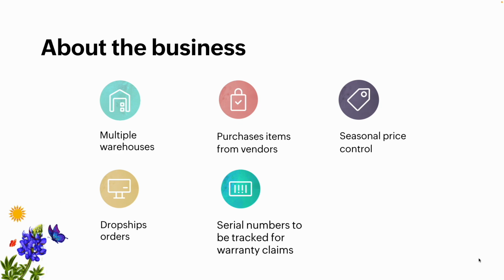There is seasonal price control. For example, you have a phone in the beginning of the year for one particular price. By the end of the year, the price of that particular phone will be something else. So you need to make sure that the seasonal price control can be managed within Zoho Inventory. We have the option to drop ship the orders. I'll explain to you how. And serial number tracking, I've already mentioned.